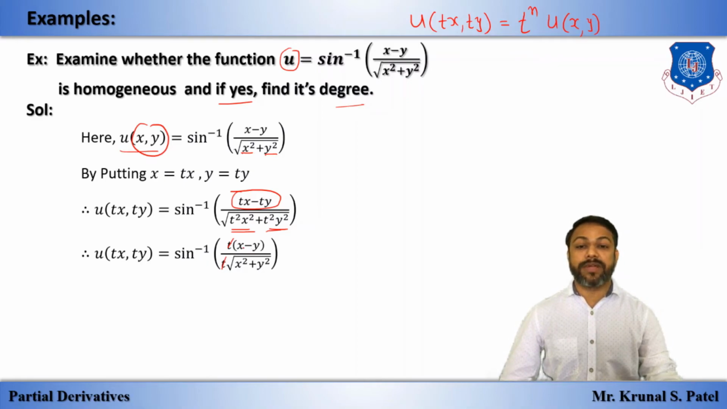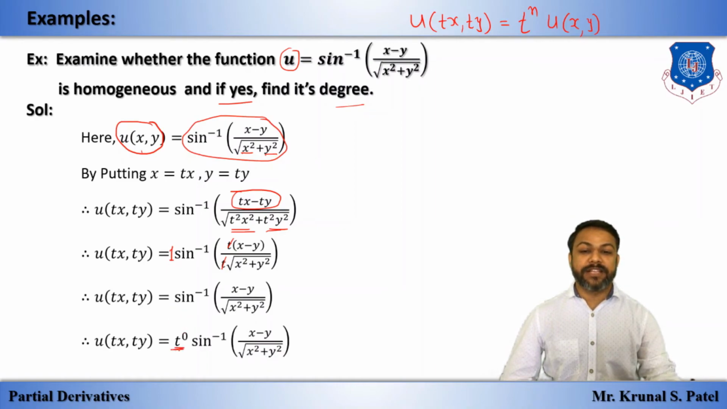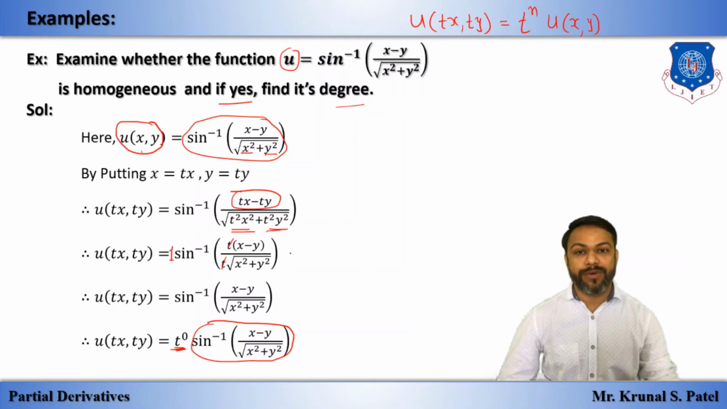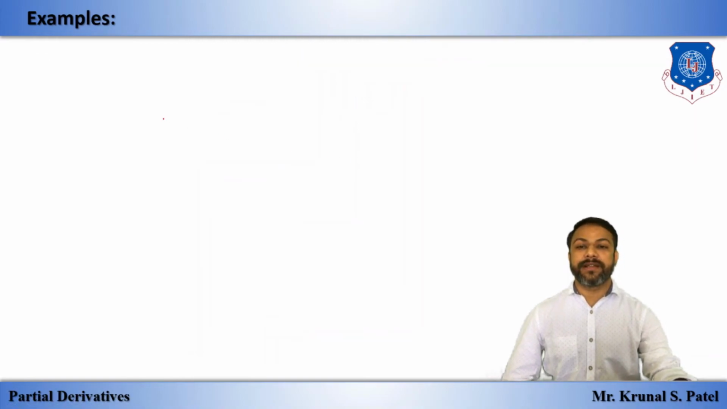That means sine inverse of x minus y upon under root x square plus y square, which is the same as our given function u of x comma y. But where is t? There is no t remaining here. So we can write here 1 into sine inverse of this, and 1 can be written as t raised to 0. Okay, so we have this t raised to 0, and this is our entire given function u of x comma y. So we get this form here.